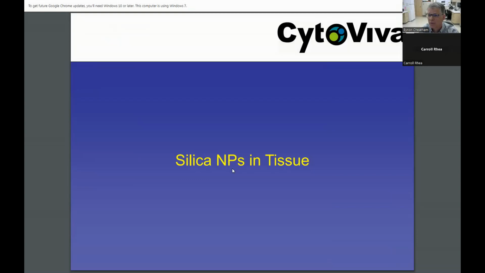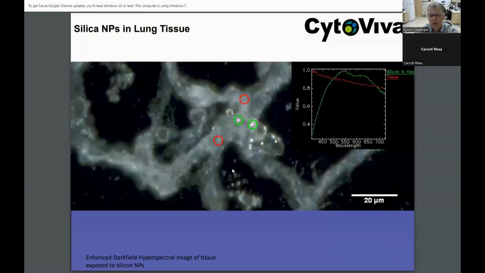Now, finally, we want to transition to some tissue and demonstrate some applications in tissue, looking at inhaled silica in mouse tissue. And so this is an example of where the live mouse inhaled the silica nanoparticles. The mouse was sacrificed, and then sectioning of the lung tissue occurred. And you see the lung tissue here. And then we see these white punctate areas.